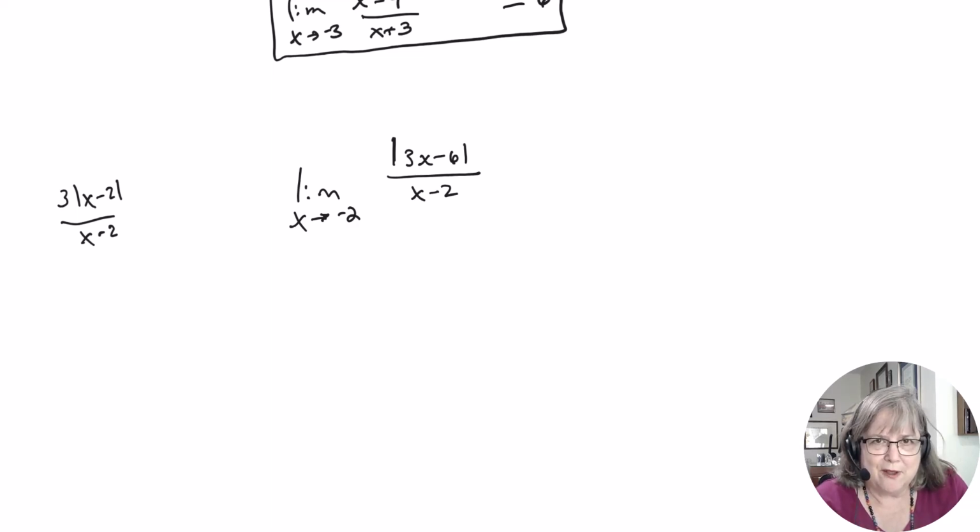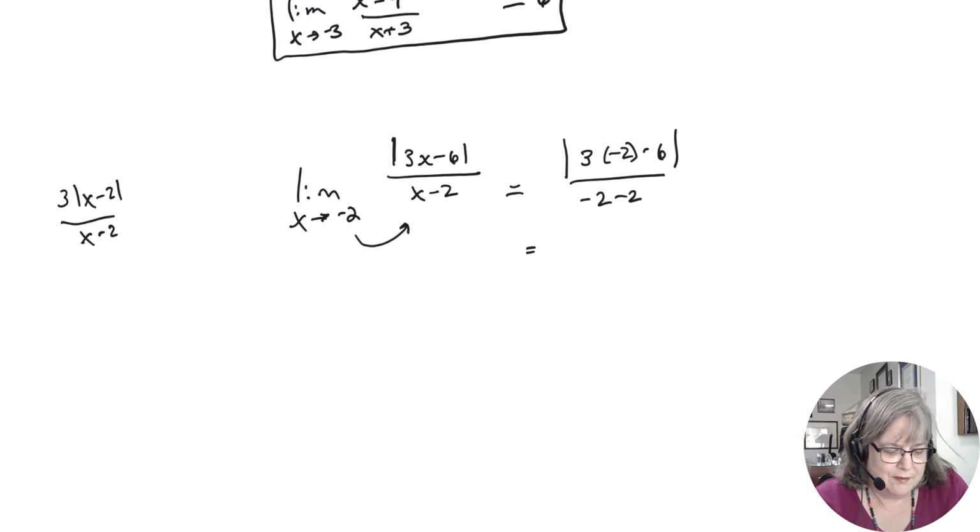But y'all, what's the very first question you should ask? Can I just substitute this in, and would that be in this thing's domain? And -2 gives you -2 minus 2, which is -4. I think I'm okay with that. Okay, so this is the absolute value of 3 times -2 minus 6 over -2 minus 2. Okay, so you get 12 over -4. You get -3. You okay?